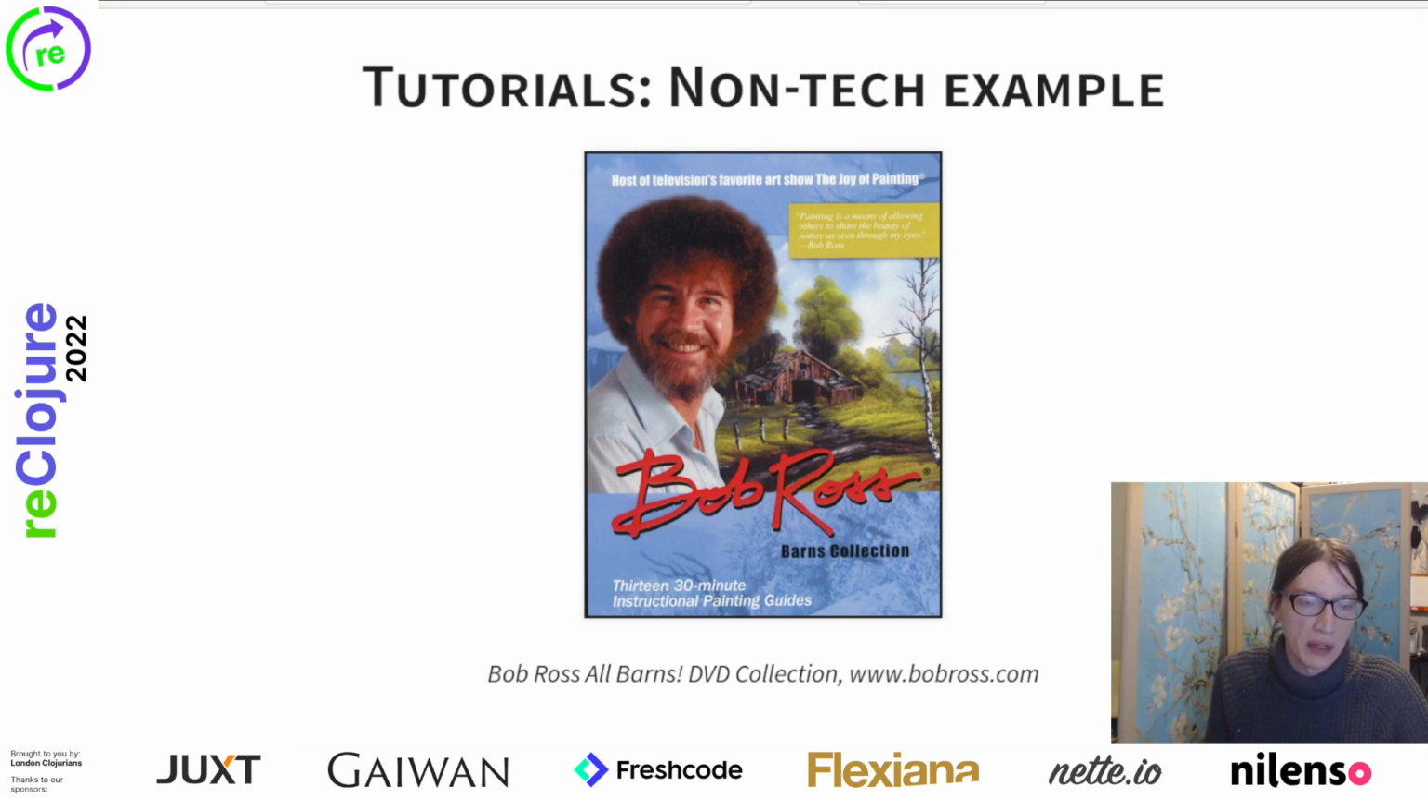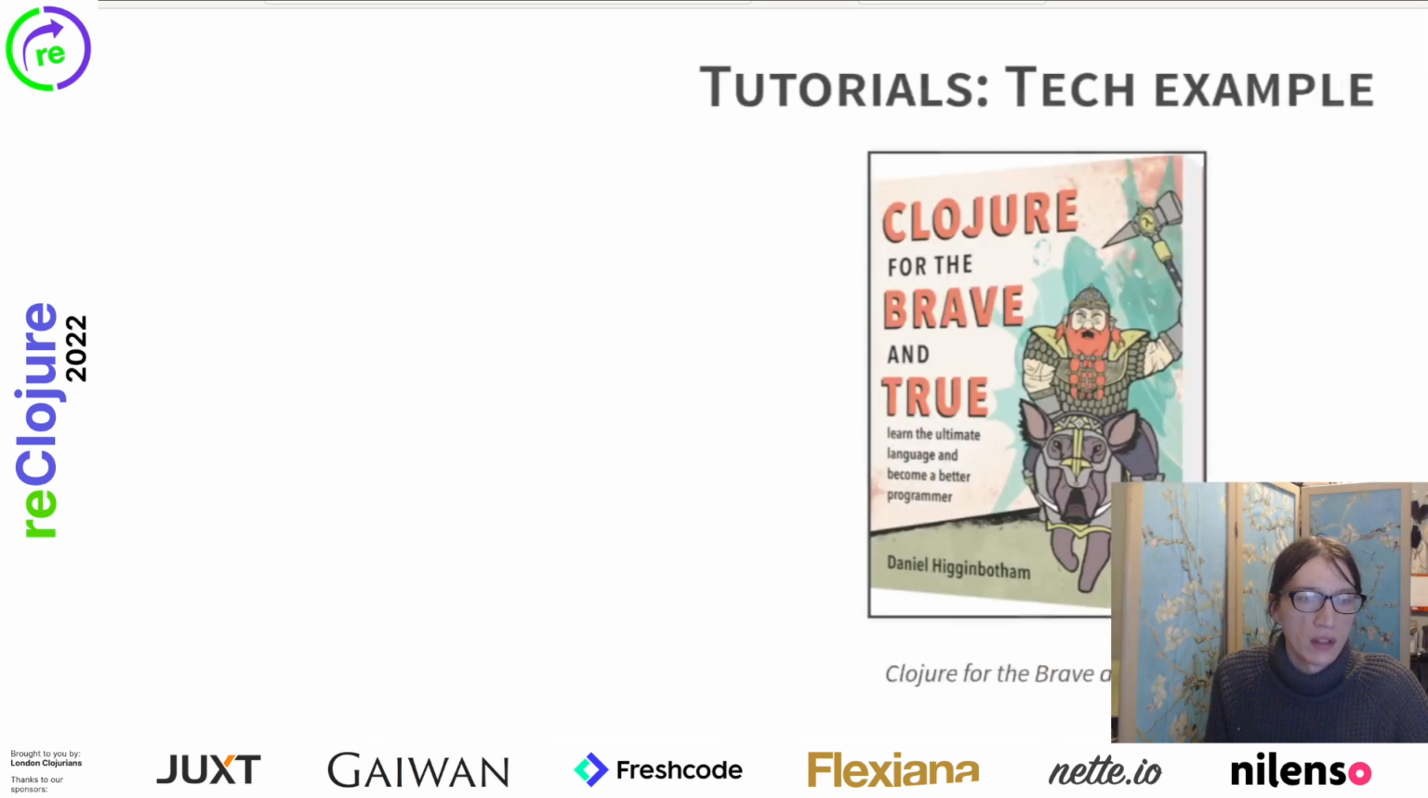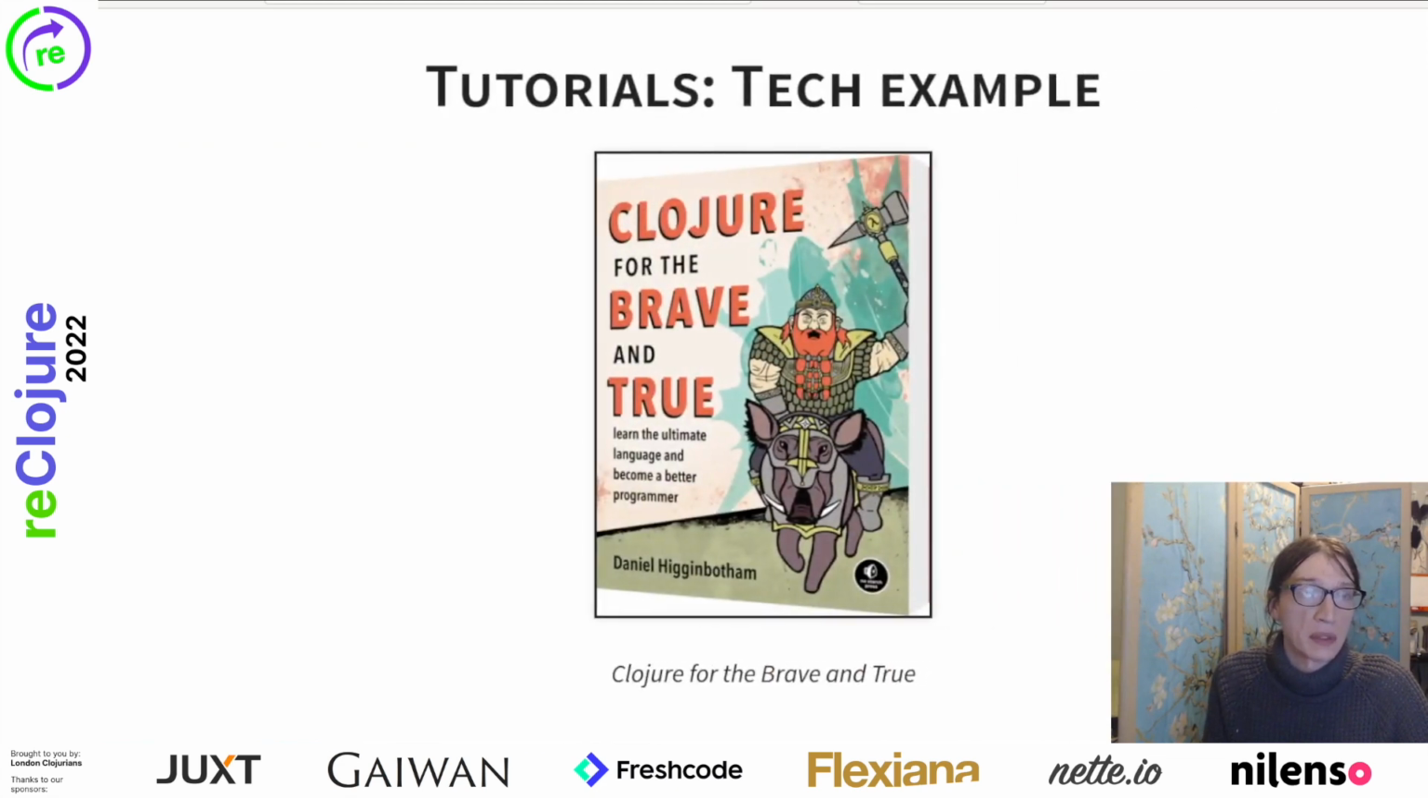It's explaining what to do, it's concrete, and it's for beginners and for people who are trying to learn. So a great technical example is Clojure for the Brave and True, which is beginner focused and helps you get up and running on Clojure.